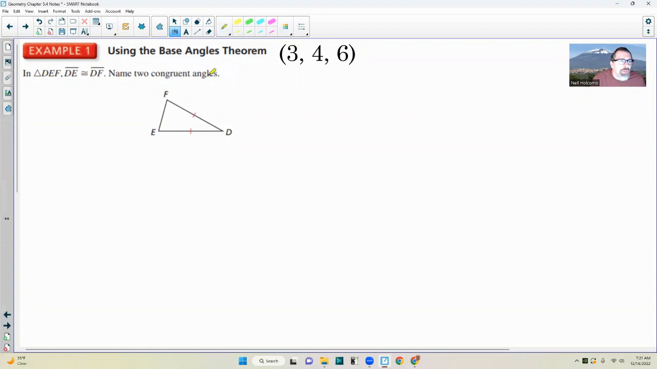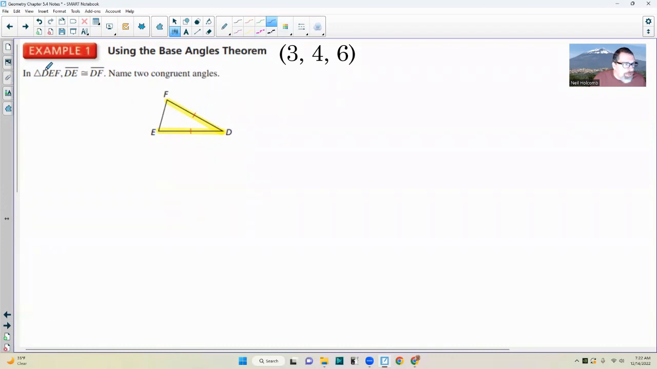Okay, so in this first example, it's just starting with the basics, not asking you to do too much here. It says in the triangle DEF, DE is congruent to DF. That's our given. The markers are here and here. So there are the two sides of this isosceles triangle. Since I have two sides that are congruent, it says name two congruent angles.